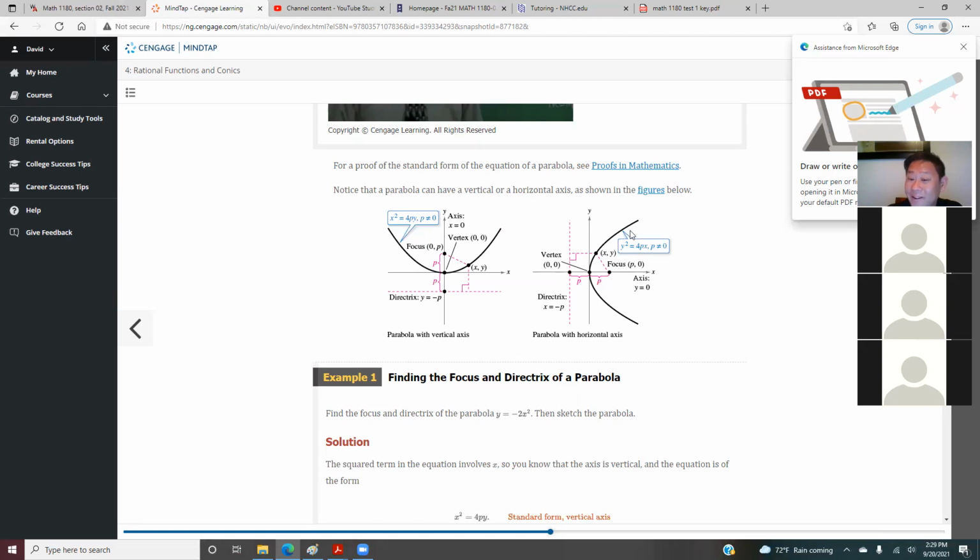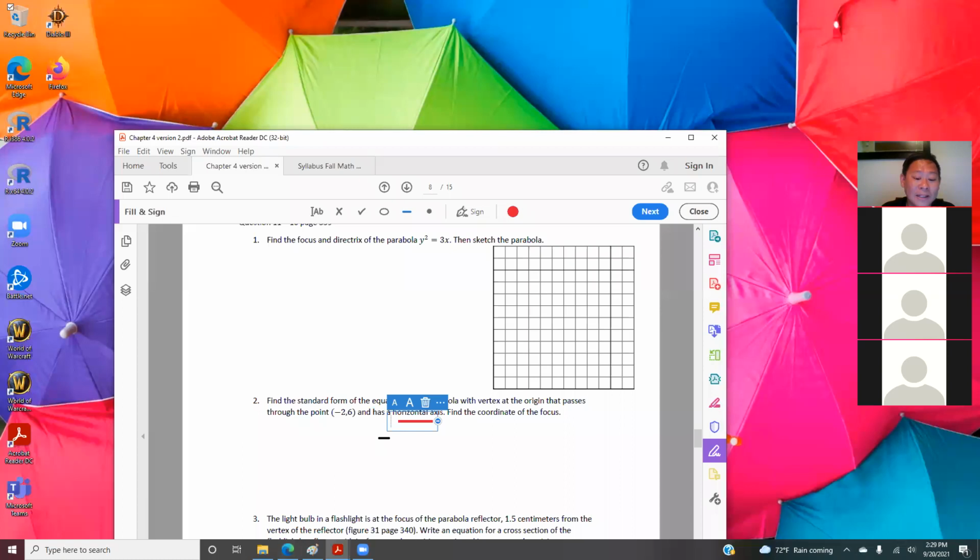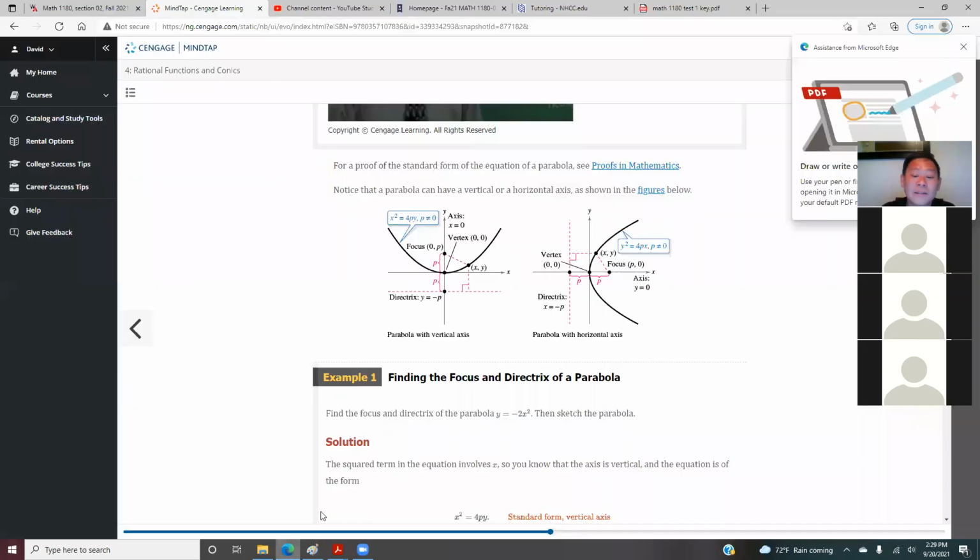Vertical. This one is called horizontal. So actually it is the second one. Yep. So again, read the question carefully and it will tell you what axis it belongs to. And since this is asking for the horizontal axis, make sure this is the horizontal axis.